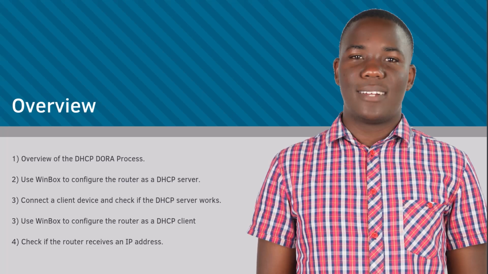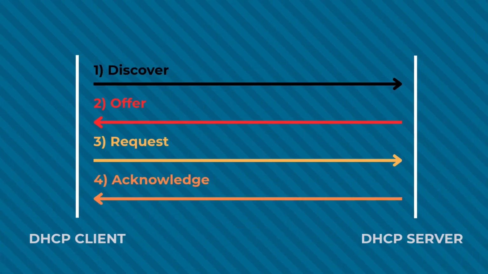So the DHCP DORA process is a 4-step exchange between a DHCP client and server to obtain an IP address. It involves the discover, offer, request, and acknowledge steps. This process is used to automatically assign IP addresses and other network configuration parameters to DHCP clients.